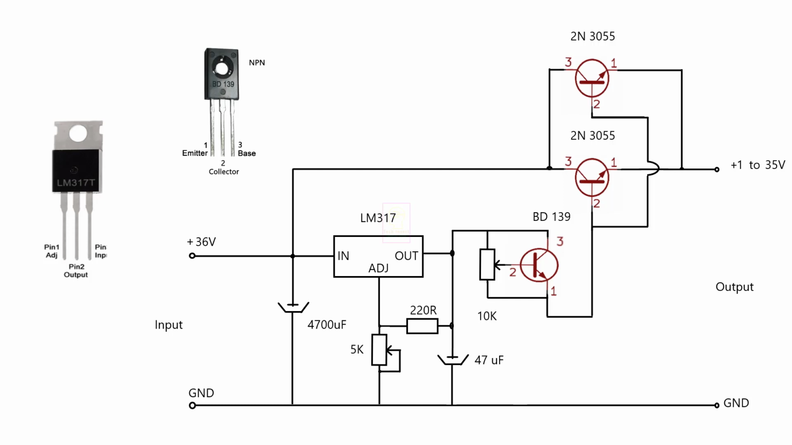This is the continuation of my just previous video. Here you can see we have connected a BD139 transistor with a 10K potentiometer between the output of LM317 and base of 2N3055. We are using the 10K potentiometer for controlling the current at the output terminals.